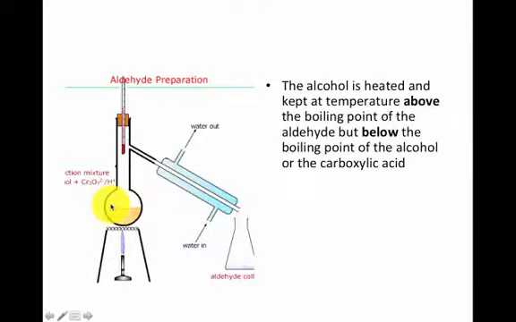So we heat the alcohol to a temperature that is above the boiling point of the aldehyde, but below the boiling point of the alcohol or the carboxylic acid. This means as soon as we make any aldehyde from our oxidizing agent, we're going to be talking about that later, it goes up the tube, and as soon as it gets up here, it cools down and condenses. It runs off as liquid and it's collected in this conical flask here.